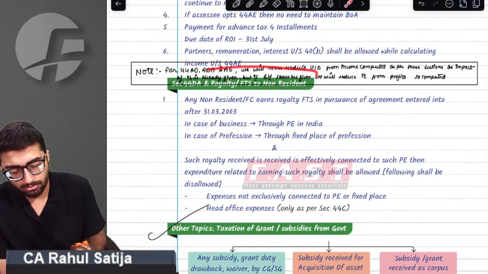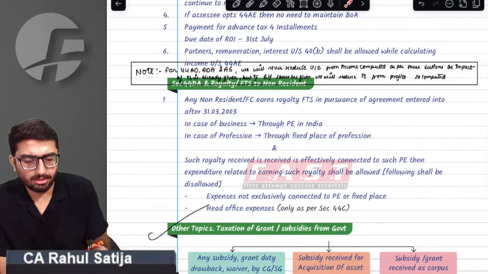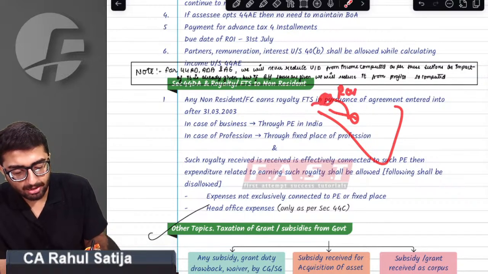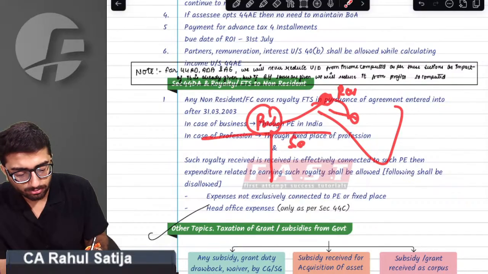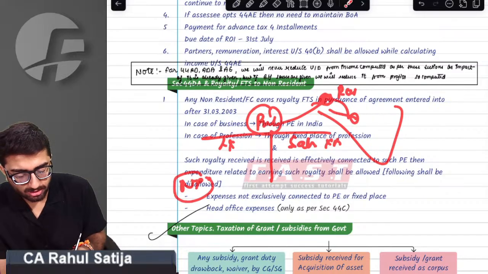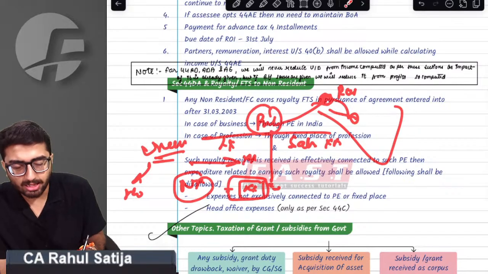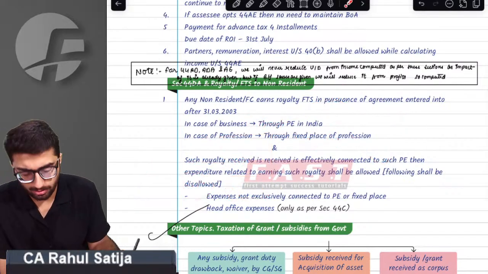The royalty or FTS paid to a non-resident: if any individual pays any royalty to somebody who has a permanent establishment in India, what to do? In that case, you have to maintain his P&L, consider sales, consider cost, arrive at the net profit, and ask them to pay taxes. While computing the net profit, if any unnecessary expense of head office has been allocated to the branch, then we have to disallow this expenditure.